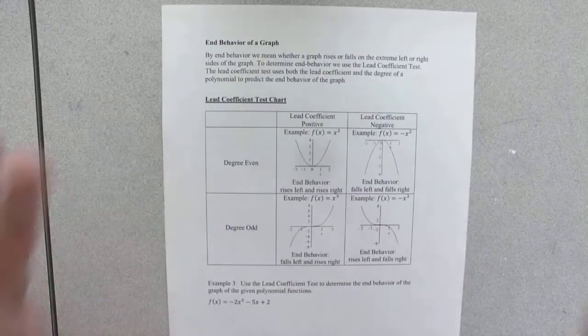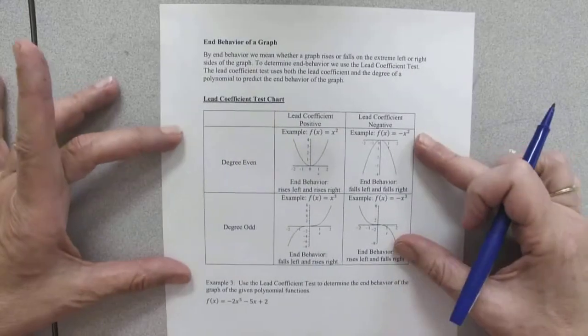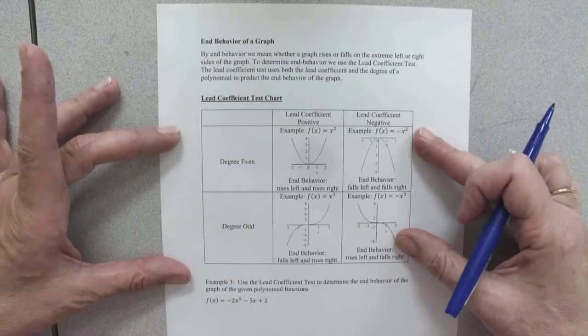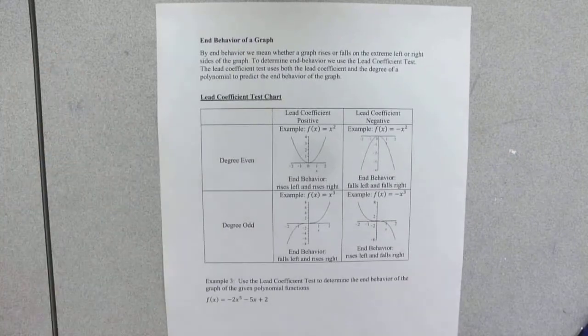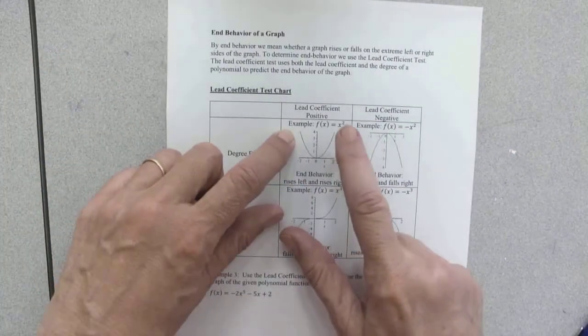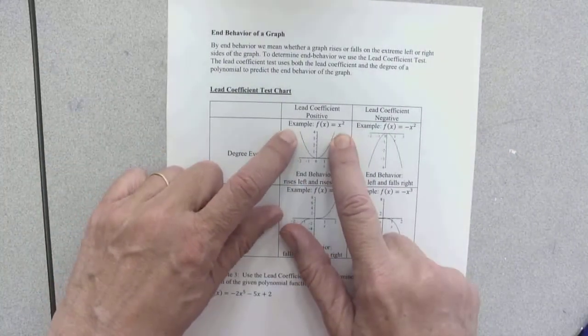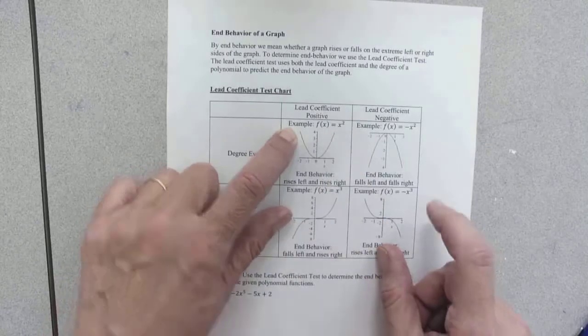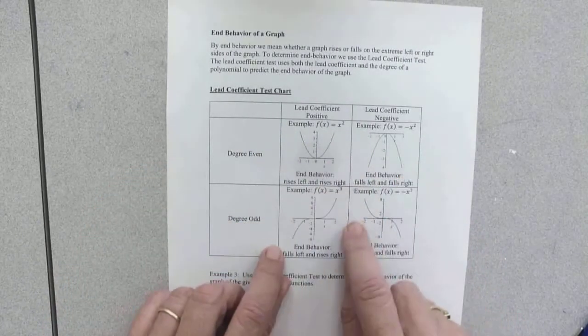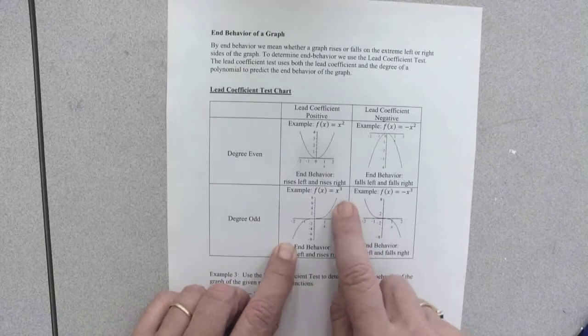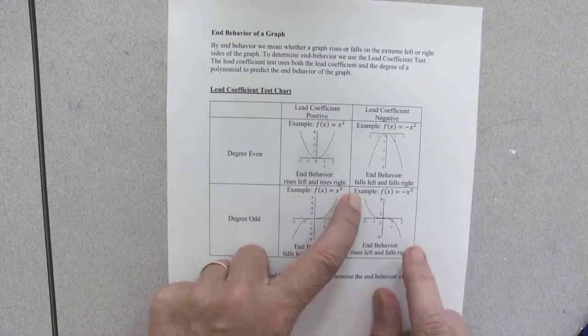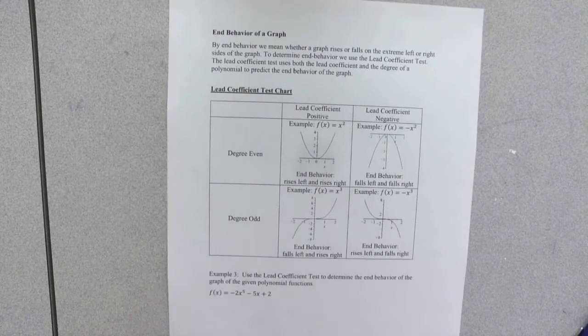Now, I like to call it the lead coefficient test chart, because this is really how I think of this. And again, what end behavior does is predict the way the graph goes on either end. Here, it rises on both left and right. Here, falls both left and right. Here, falls left, rises right. Here, rises left, falls right. It tells us what's happening on either end, but it gives no prediction on the middle, just the end.